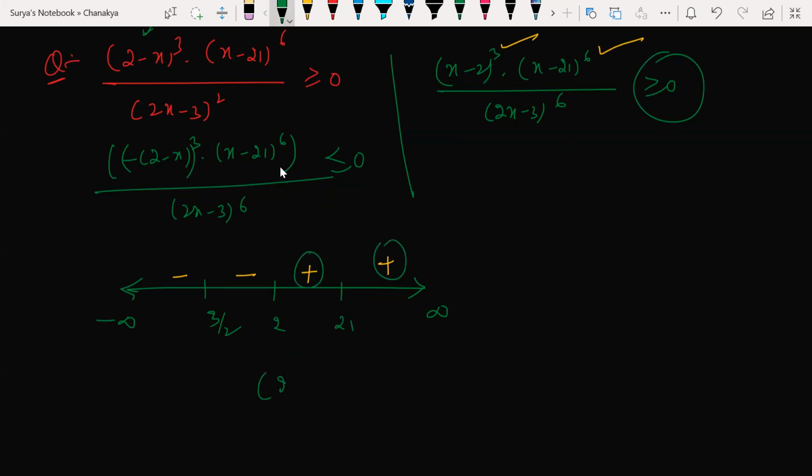So 2 to 21 union 21 to infinite. Infinite is always open bracket. Whether 2 is open bracket or close bracket? Tell me, can we include 2 here? Can we include 2 or not?